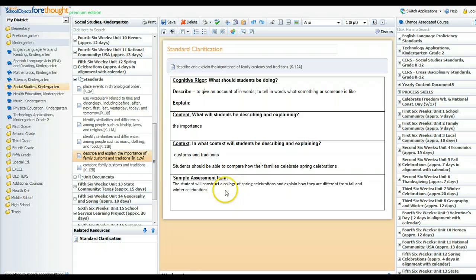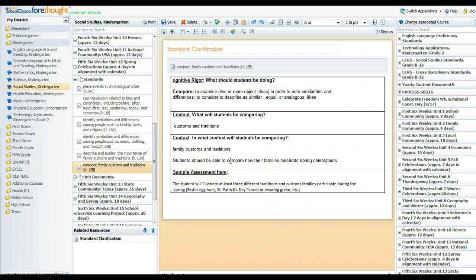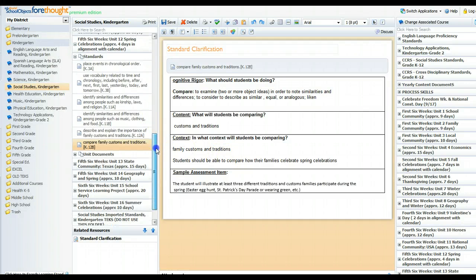On this, explaining the importance of them, we had a sample assessment idea that they could construct a collage of spring celebrations and explain how they are different from the fall and winter celebrations that they've talked about. And what we're hoping is that they are able to talk about what their families do on these spring celebrations. For example, my daughter's currently a kindergartner. She might talk that we go to TCU for the Easter egg hunt. That would be something that would be very appropriate. And of course, we compare those. So we want to make sure that they understand family customs, traditions, and then they compare with other people in the classroom. This would be a great way to talk about this.